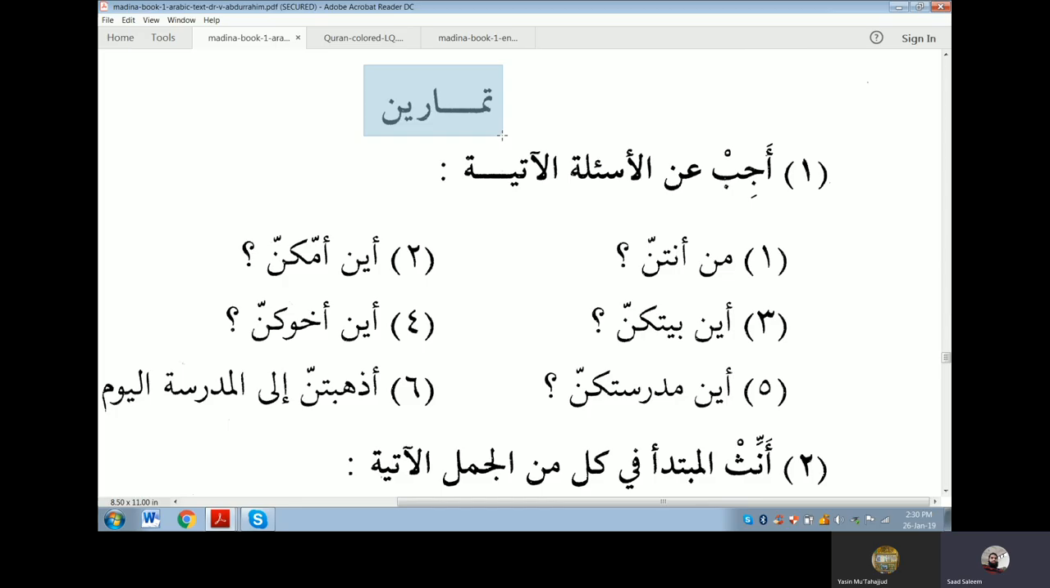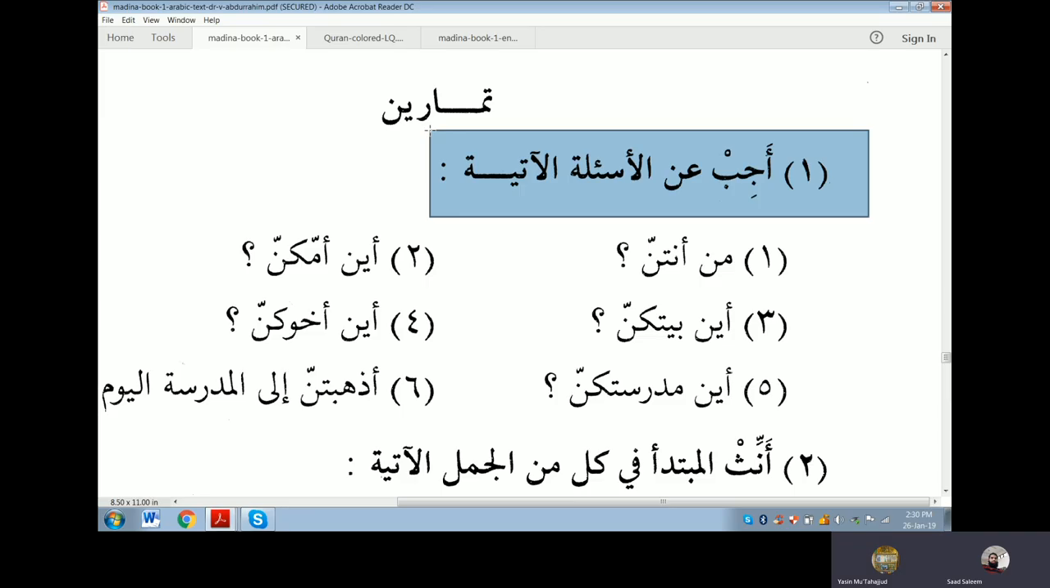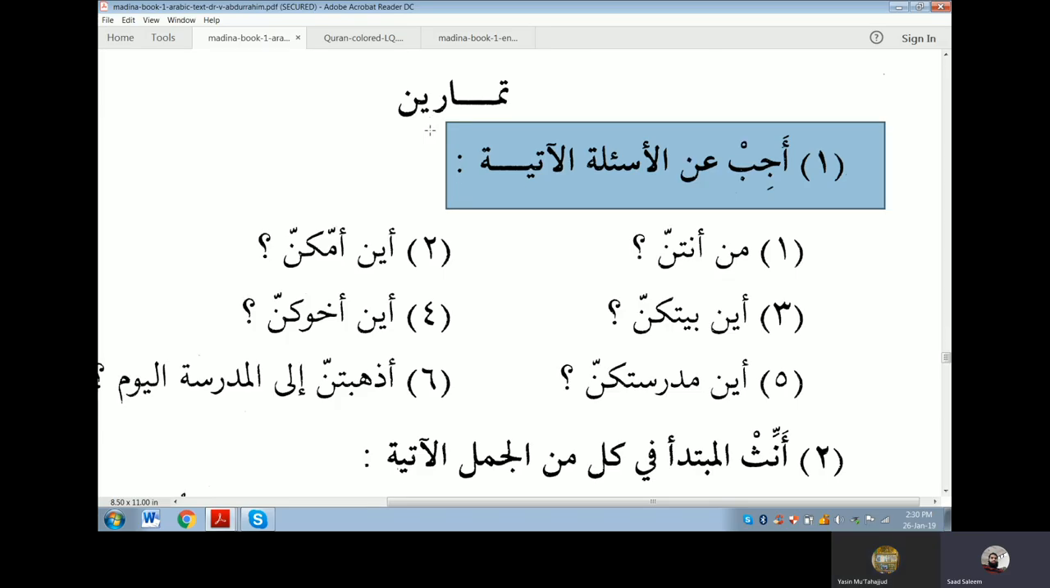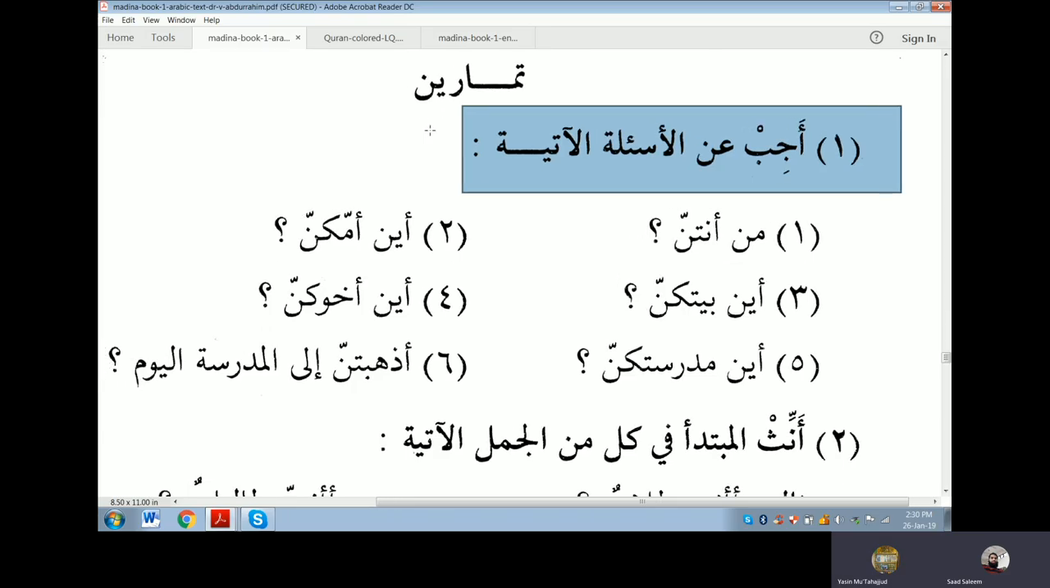Tamarin means exercises. Ajib anil as'ilah, did you complete your homework last time? Yes, I sent it in the group. And did I check that? No, you never responded. Let me check. I usually respond to every message, but why didn't I respond to yours? Yes, I received that homework. Okay, so I will respond today, inshallah. Okay, inshallah.